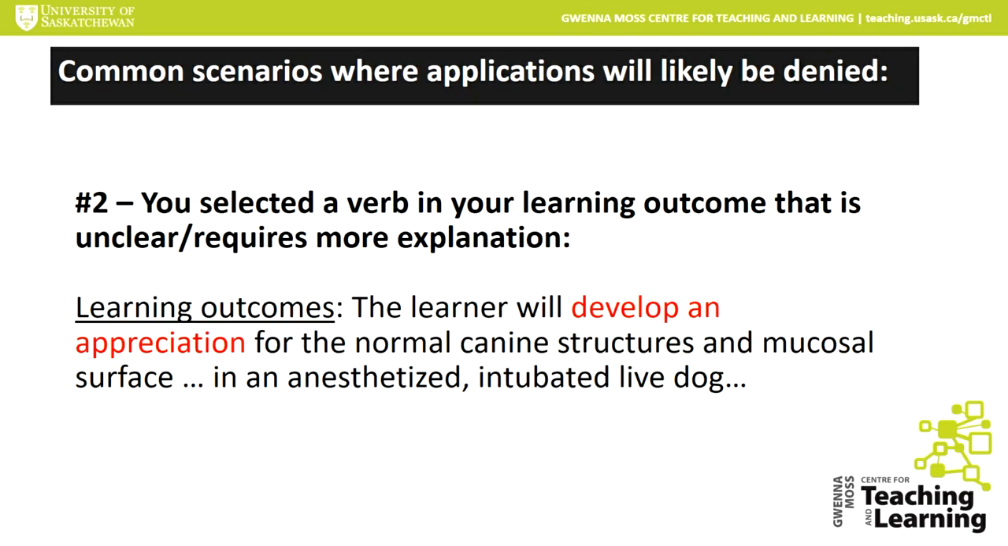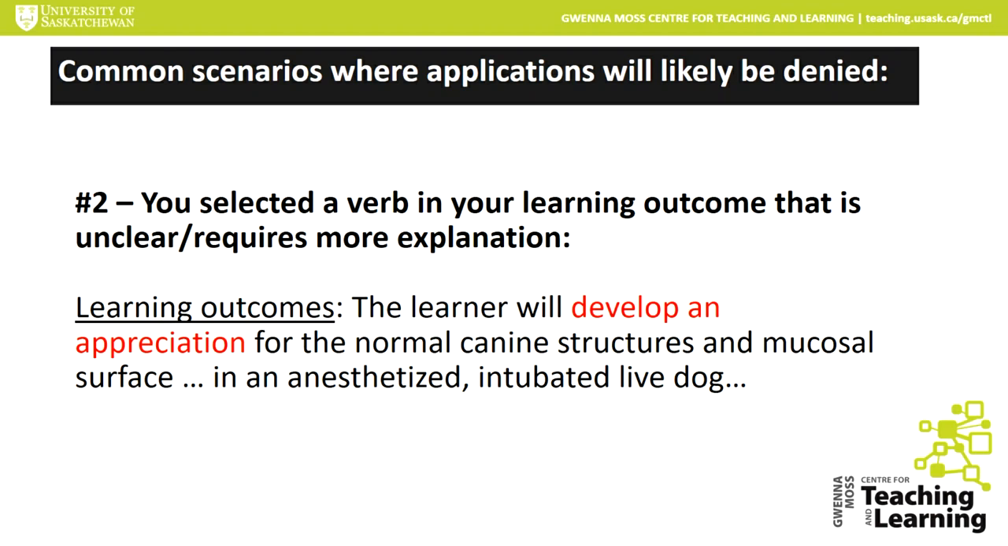The second common scenario where your application is likely to be denied is if you've selected a verb in your learning outcome that is unclear or requires more explanation. The example below demonstrates an outcome that uses a broad, generic verb. It's "develop an appreciation." The difficulty with generic verbs like understand or appreciate is that they're difficult to assess without more description.